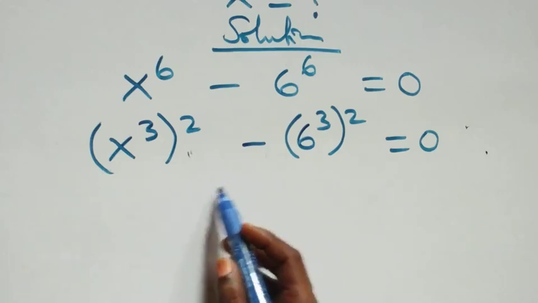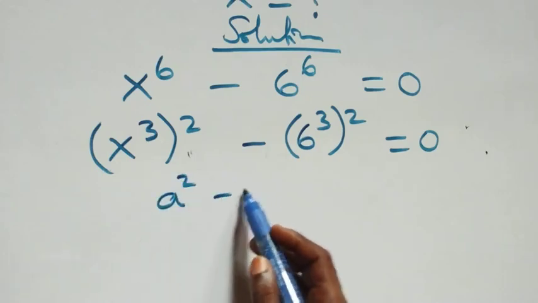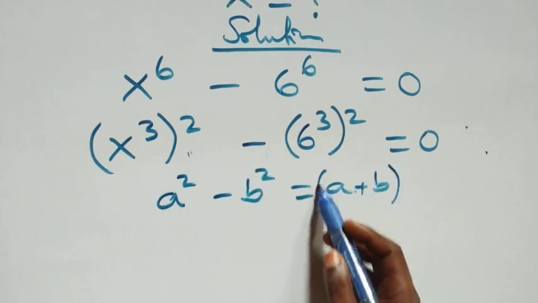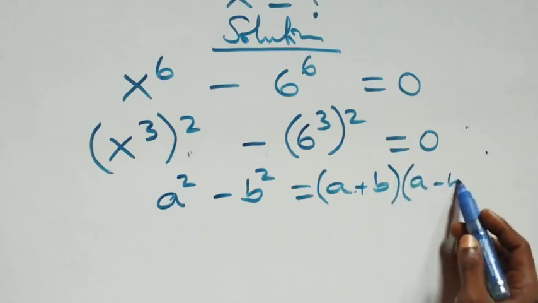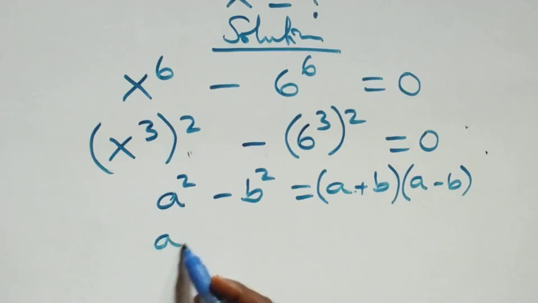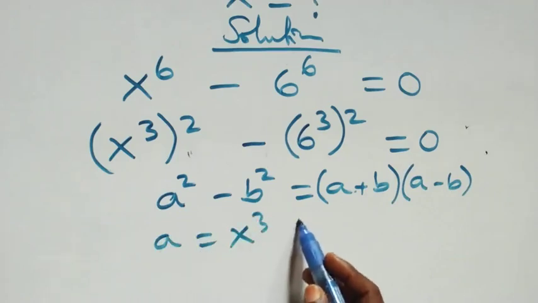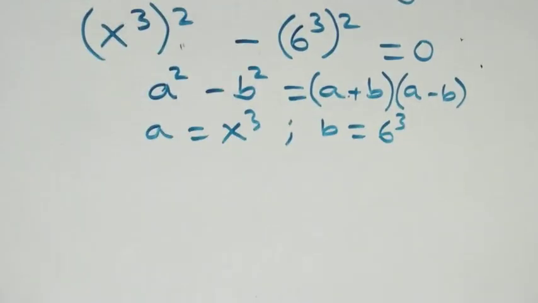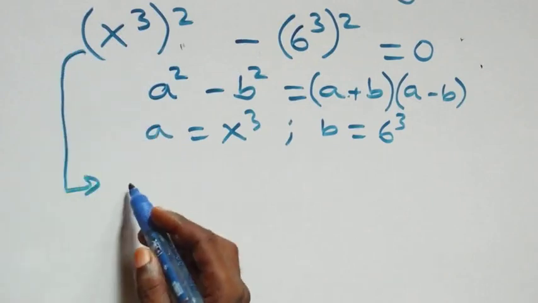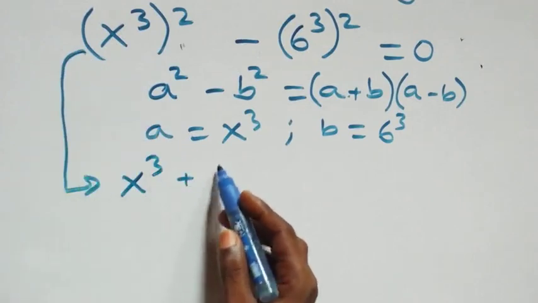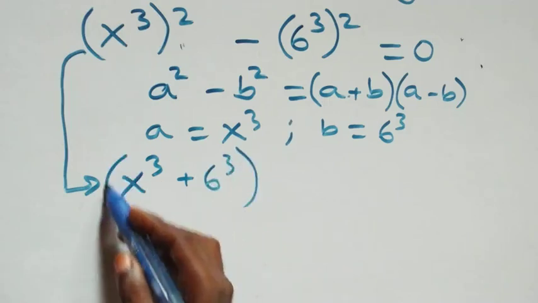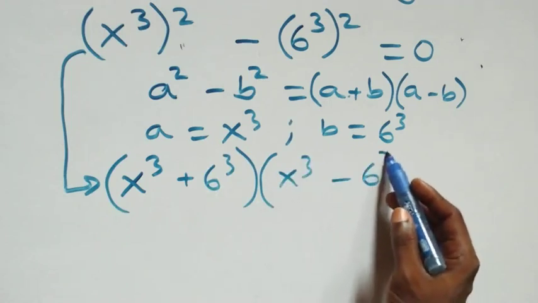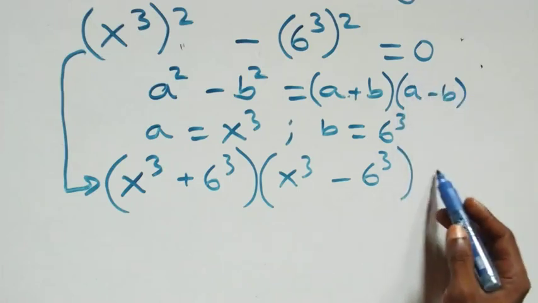What we have here follows the difference of two squares. When we have a squared minus b squared, this is the same thing as (a plus b) times (a minus b). Here, a is x raised to power 3 and b is 6 raised to power 3. Then this becomes (x raised to power 3 plus 6 raised to power 3) times (x raised to power 3 minus 6 raised to power 3) equals 0.